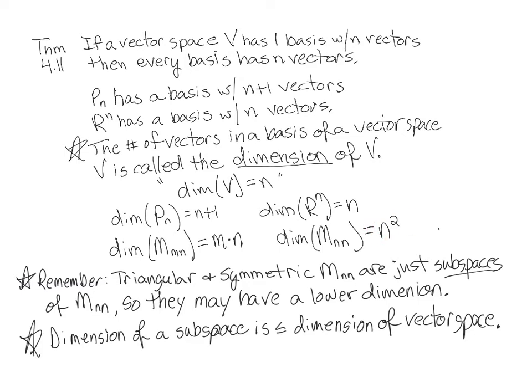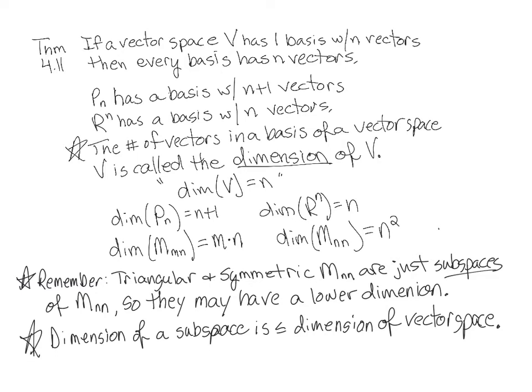Now, I want to point something out so you don't get confused with some of the example problems. A triangular matrix, n by n, let's say, and it's triangular. In other words, it's in row echelon form. You have zeros either above or below the diagonal. That is just a subset of the n by n matrices. If you have a symmetric matrix, in other words, you could flip it on its diagonal and get the same exact matrix, that is also just a subspace of the n by n matrices.